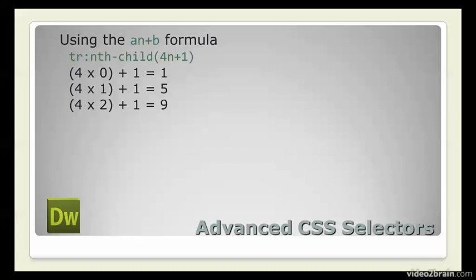So in this case, it's 4 by 0 is 0 plus 1 equals 1. So that hits the first child. 4 by 1 is 4 plus 1 equals 5. So that gets the fifth child. 4 by 2 plus 1 equals 9. So the ninth child. So what this rule does is it targets the first, fifth, ninth, and so on, right throughout the series.